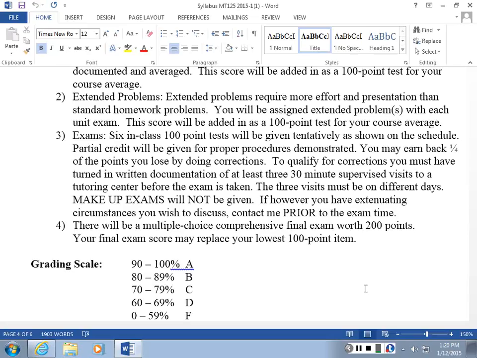But if it comes test time and you send me an email or call me and say, I'm sick and I can't be here, my words will be, I'm sorry, but that will be a 0. But the final can replace your lowest test score. And obviously, if you miss a test, that 0 is your lowest test score, and that would be the piece that would be replaced. Questions on anything dealing with grading?